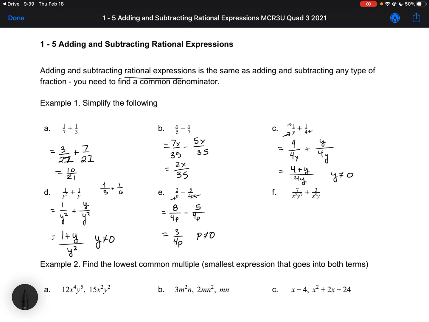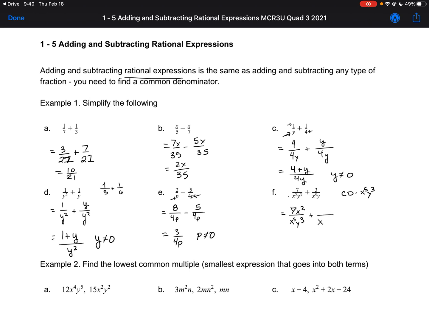Our last example here is a little bit more complicated because now I've got two variables on the bottom. What I'm looking for is what I can multiply both of them by to make them the same. So my common denominator is going to be x^5 y^3. So my first fraction, x^5 y^3 is the denominator. In order to change from x^2 y^3 to x^5 y^3, I had to multiply the denominator by x^2. So that means I have to multiply the numerator by x^2 as well.